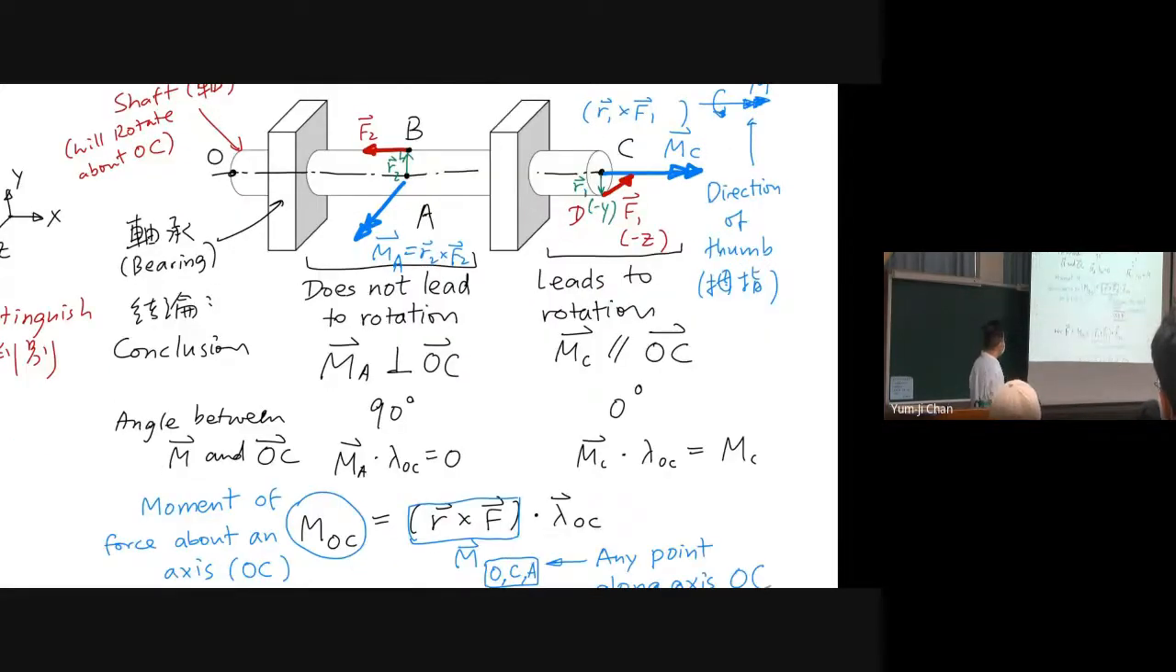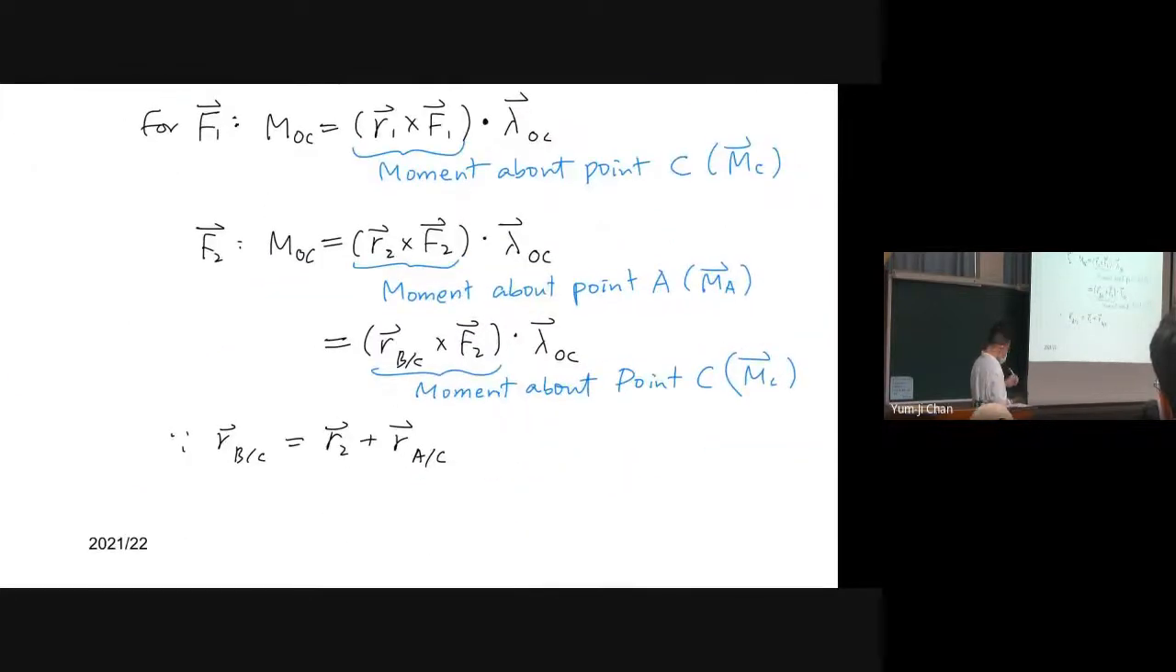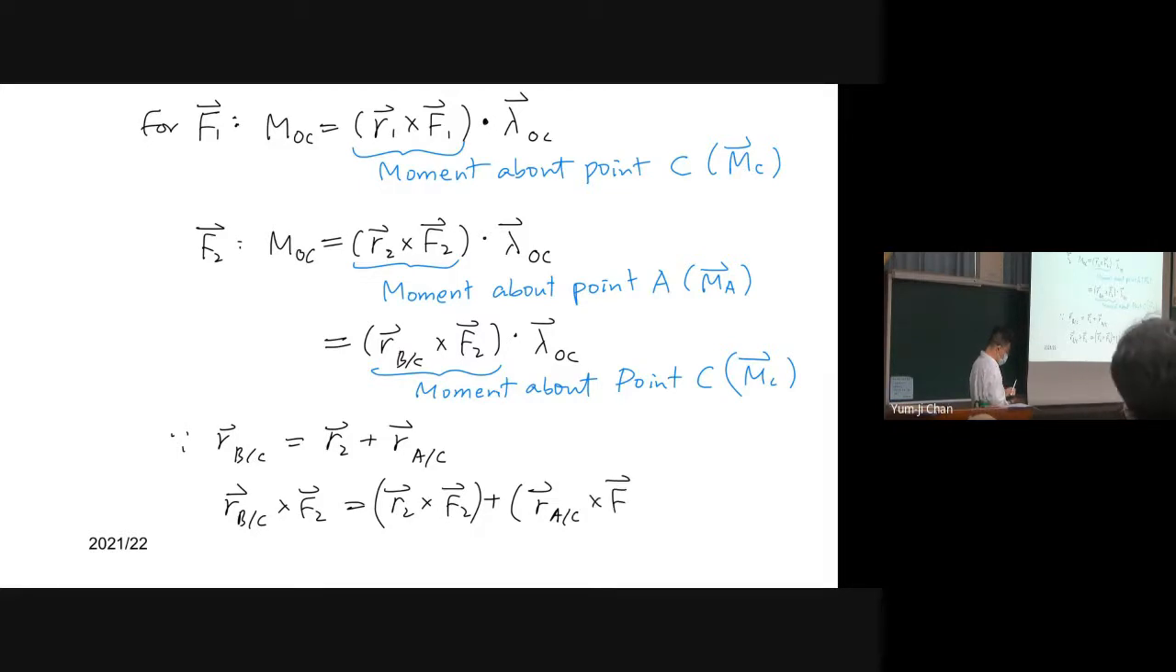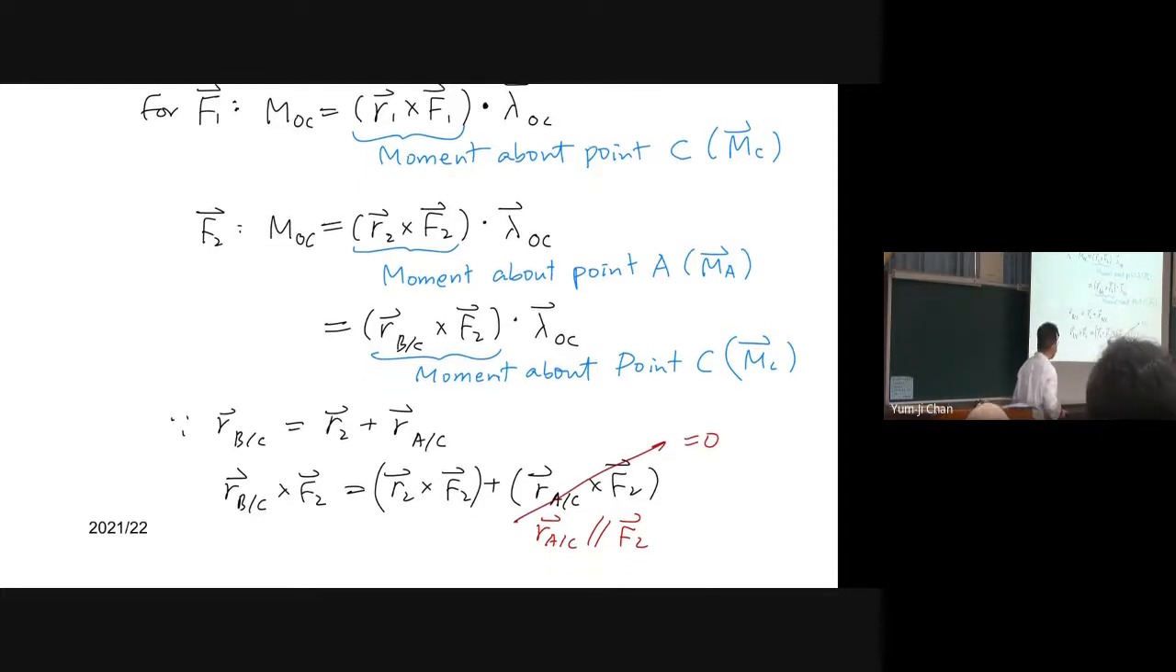Now, if we have R_B with respect to C equal to R2 plus R_A with respect to C, then R_B/C cross F2 is equal to R2 cross F2 plus R_A/C cross F2. But since R_A/C is parallel to F2, this one is equal to 0, because they are parallel to each other.